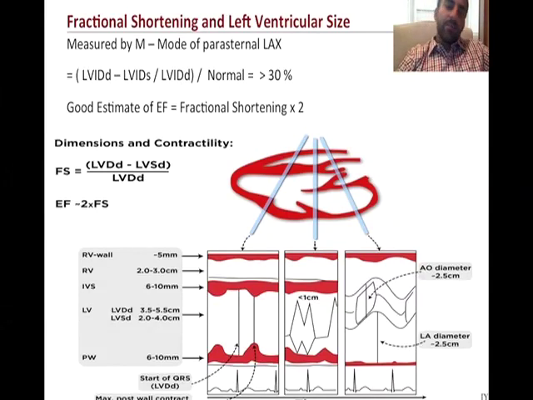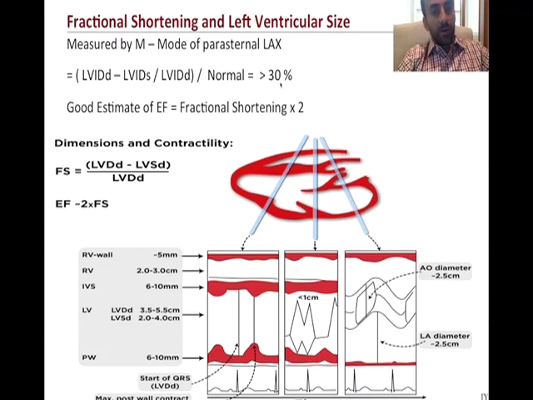So with this concept of looking at the change in the diameter at the mid-papillary level in the parasternal long axis view from diastole to systole, that concept is what's called fractional shortening. So fractional shortening is measuring the diameter in this location of when the heart is maximally dilated in diastole versus maximally contracted during end systole. And that difference over the diameter in diastole is the fractional shortening calculation.